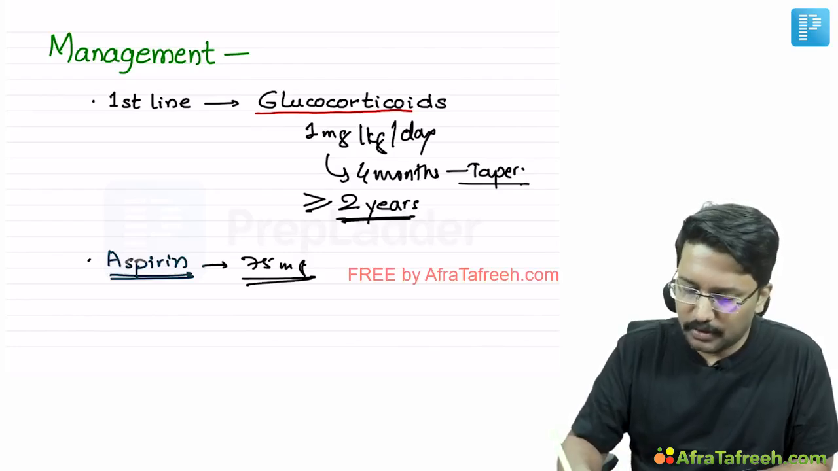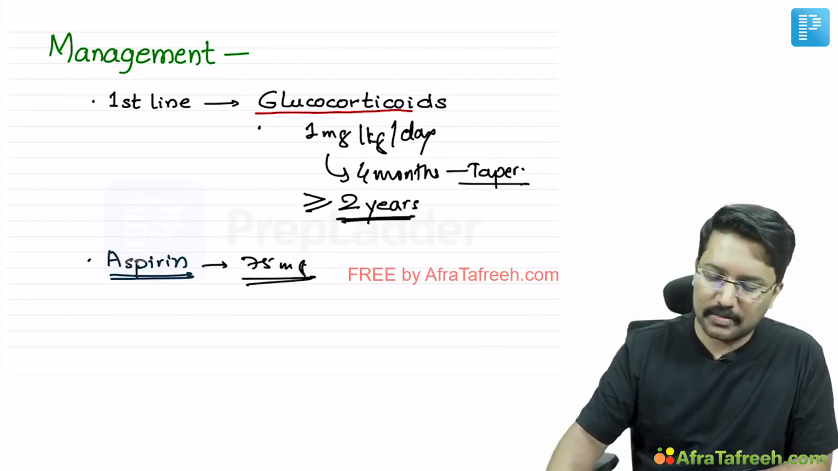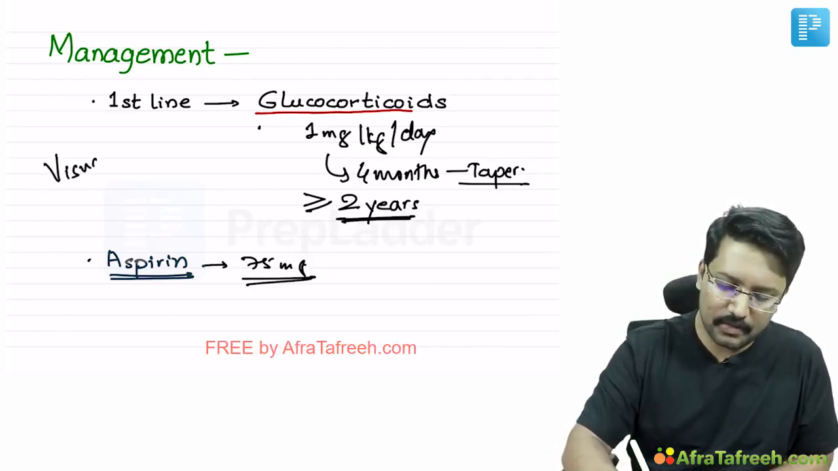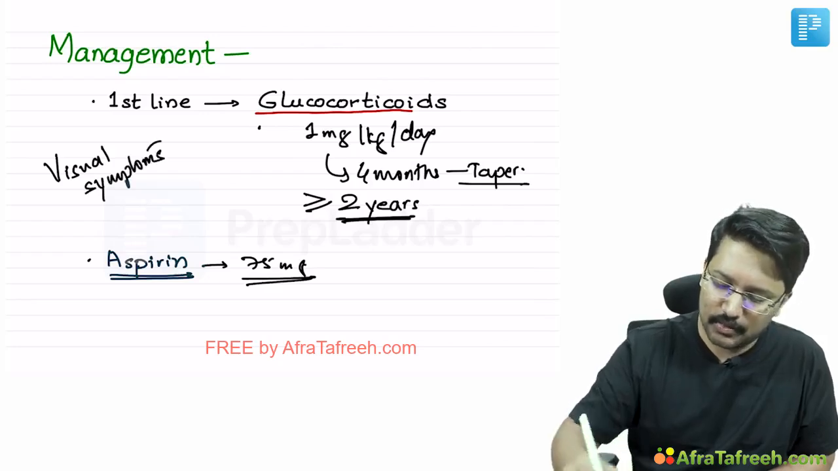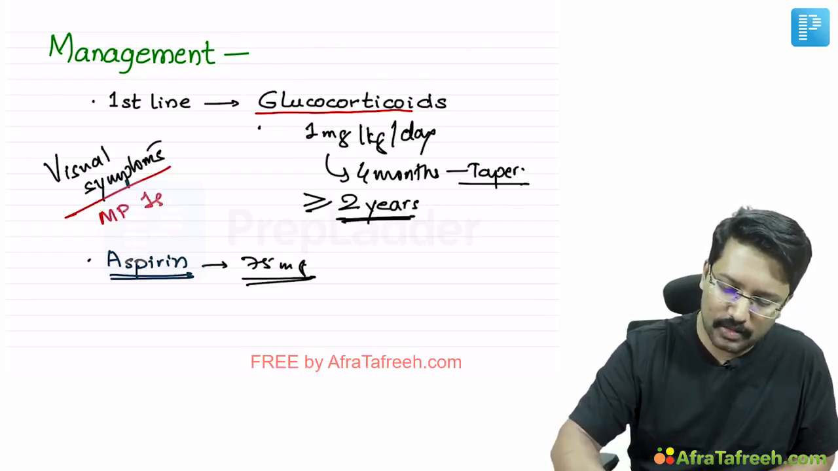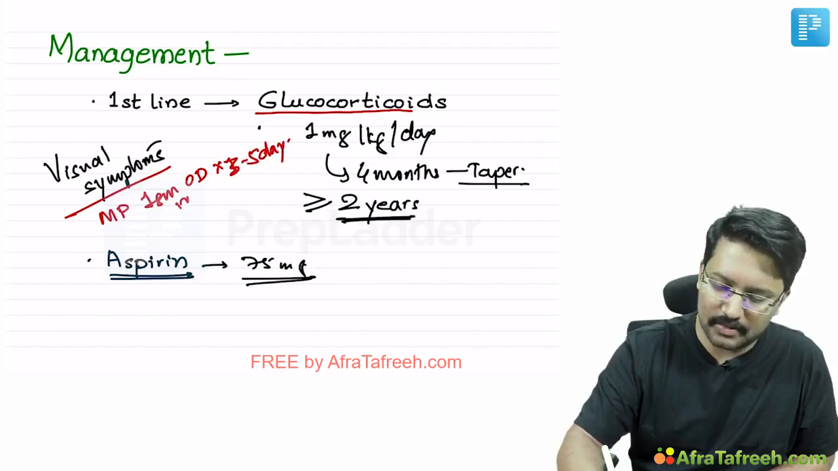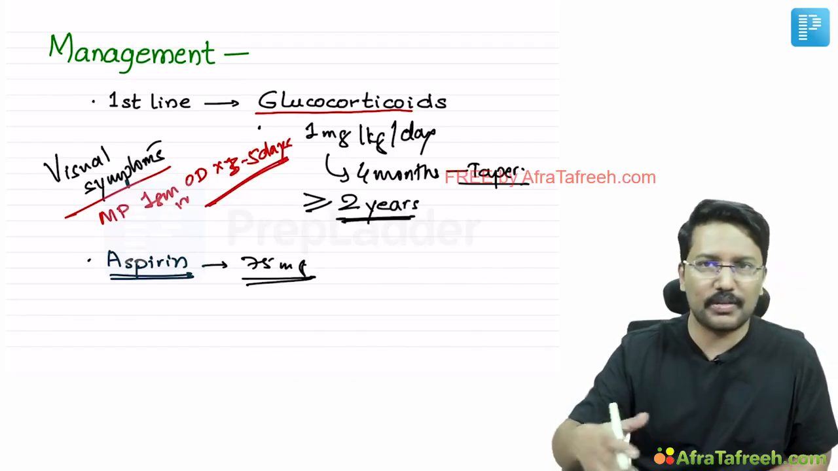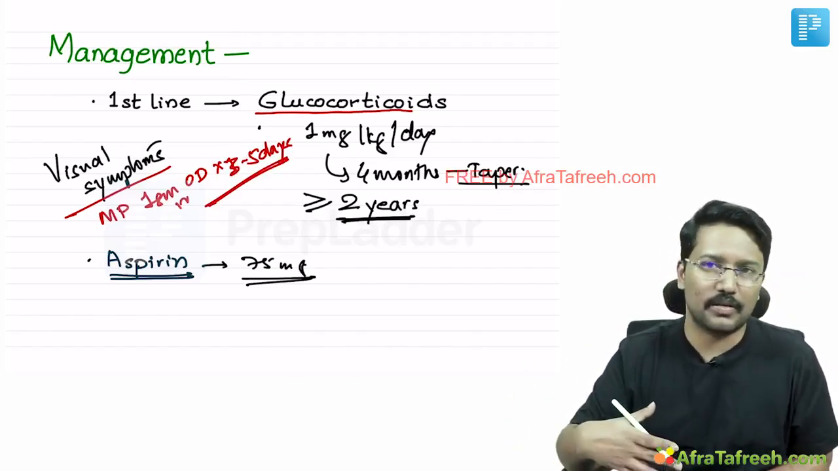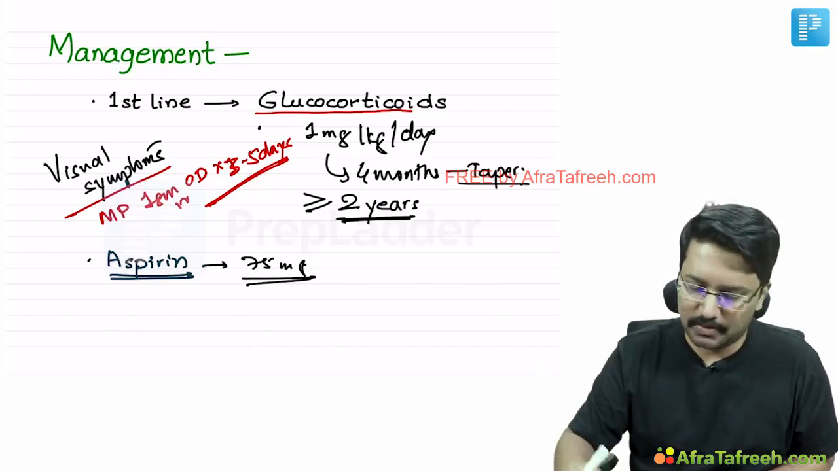Okay, I also forgot to tell you that if the patient presents with critical visual symptoms, right? When they present with critical, vision-threatening visual symptoms, in such situations you may use higher dose steroids, in the form of methylprednisolone, 1 gram IV OD for 3 to 5 days. You are familiar with this steroid regimen because we do use it in various other disorders like neuromyelitis optica or multiple sclerosis, various other situations, right?